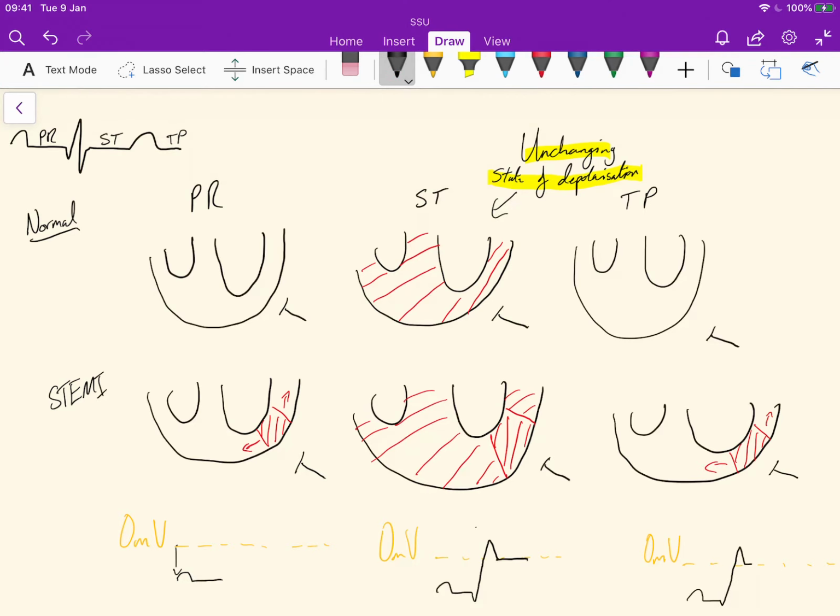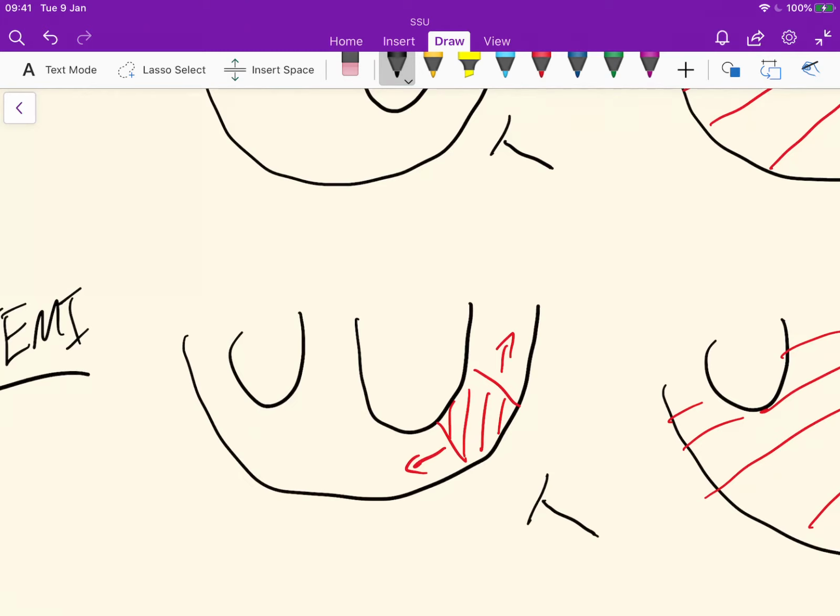Now, something I just want to point out: if we go to this area here as an example, an overlying lead here will pick up a STEMI, but an overlying lead here would pick up an NSTEMI because the depolarization is moving towards it. So it's not uncommon, when someone is having a STEMI, to look at their ECG and see a STEMI in one or two leads, and then NSTEMIs in other leads. That's just something to be aware of.